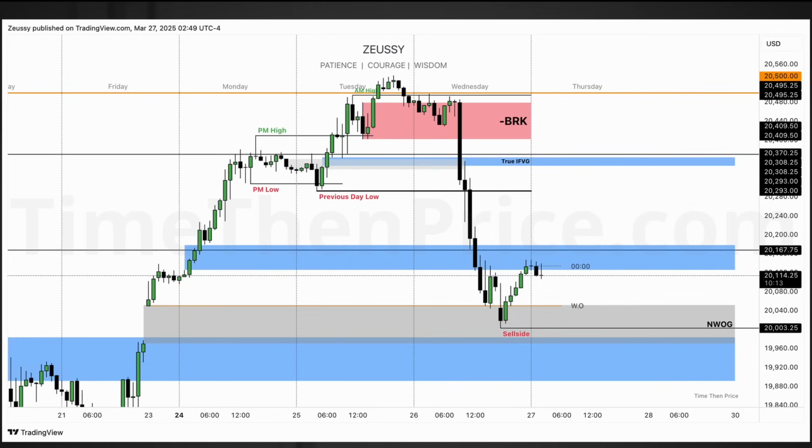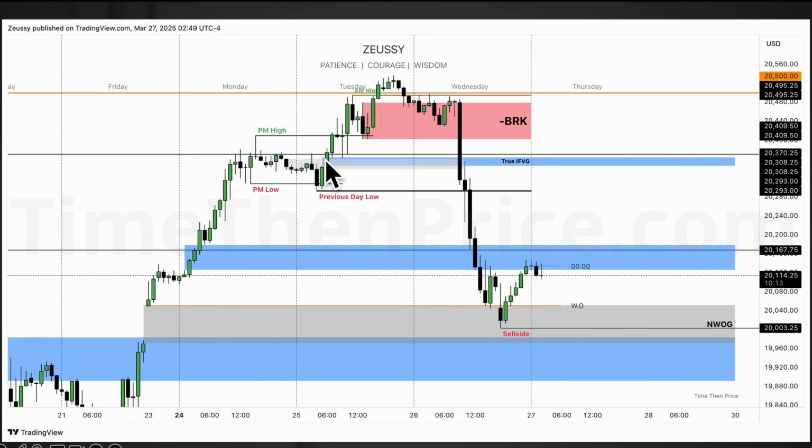However, on the lower time frames, you must understand that there are a lot of opportunities utilizing these arrays of, for example, this bearish breaker and this imbalance. Meaning, shorting opportunities presented themselves from this bearish breaker to this imbalance.